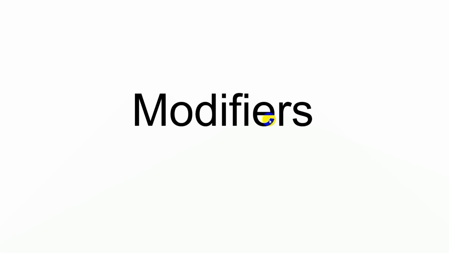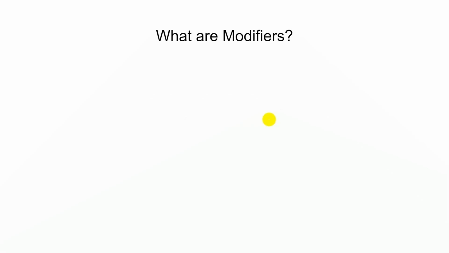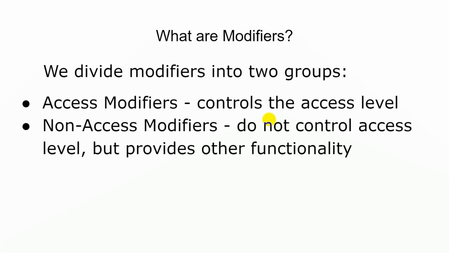Today I'm going to teach you all about modifiers in Java. What are modifiers? Well, we can divide modifiers into two groups. The access modifiers control the access level of our application, and the non-access modifiers don't control access level but provide other functionalities for our code. Let's see them in order.